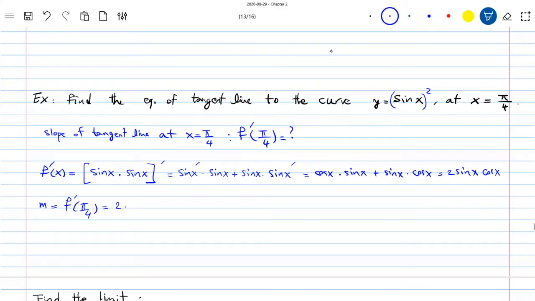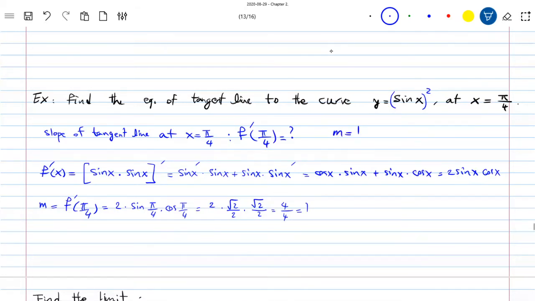So you get 2 times sine pi over 4 times cosine pi over 4. Sine and cosine pi over 4 are both square root of 2 over 2. So 2 times square root of 2 over 2 times square root of 2 over 2. You can use the calculator or the unit circle. The unit circle is a better choice. Root 2 times root 2 is root 4, which is simply 2. 2 times 2 would be 4. The denominator is 2 times 2 as well. So you'll get 4 over 4, simply 1. So we found out that the slope is 1.